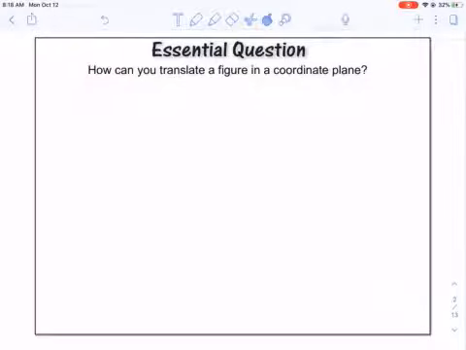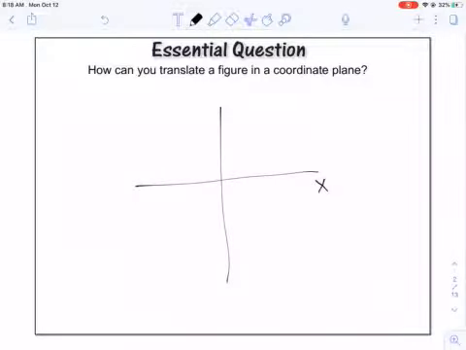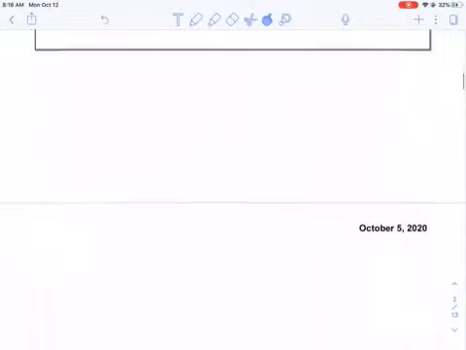Hello guys, this is section 4.1 notes. The essential question, or what you should be able to do when you finish, is translate a figure in a coordinate plane. Just a reminder, this is a coordinate plane. Some people call it a graph. The official term for it is a coordinate plane. Okay, well, here we go.